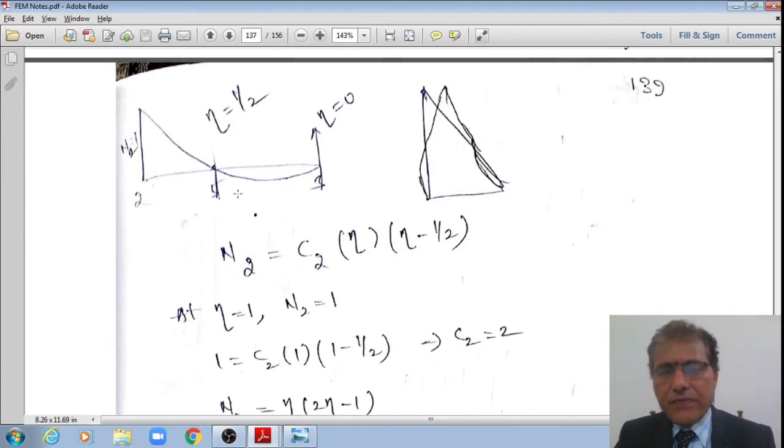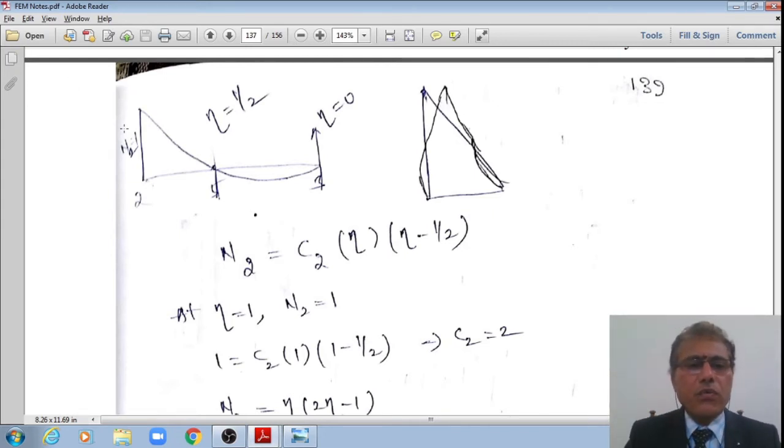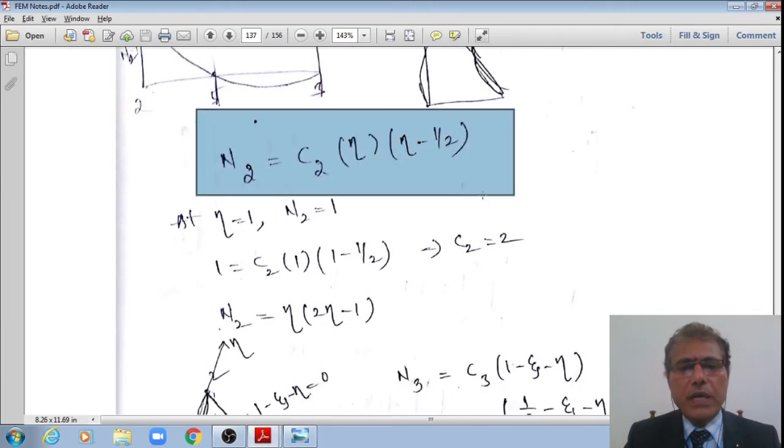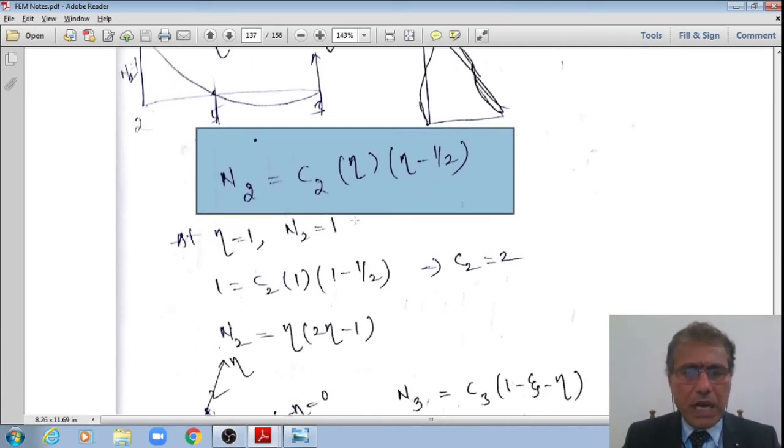Even as we discussed for the first node, it is a quadratic variation, students, like this, right? Where n2 is equal to 1 at its own node, and n2 is equal to 0 at node 5, and at node 3 also it is 0. At eta is equal to half, and at eta is equal to 0, this n2 is equal to 0. Then I'll propose the shape function as a product rule as c2 multiplied by eta multiplied by eta minus half.